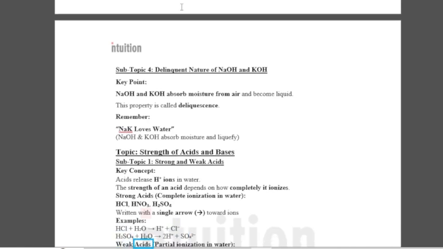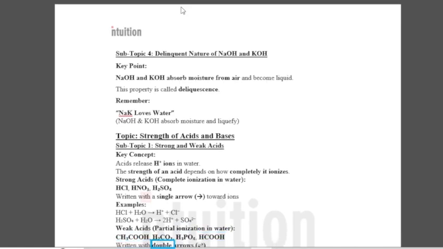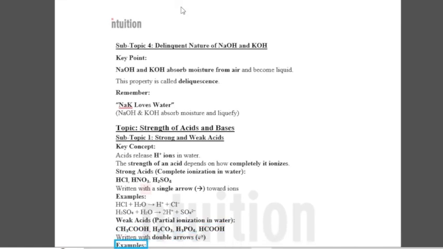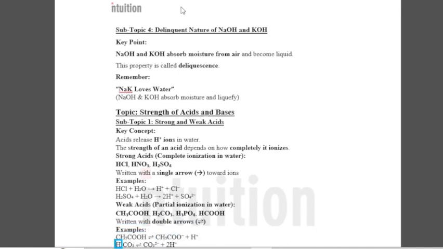Weak acids: partial ionization in water. CH3COOH, H2CO3, H3PO4, written with double arrows. Examples: CH3COOH gives CH3COO- plus H+, H2CO3 gives HCO3- plus H+.